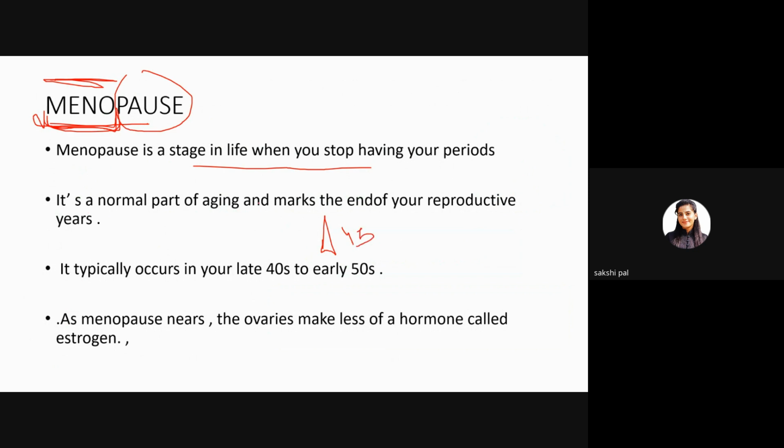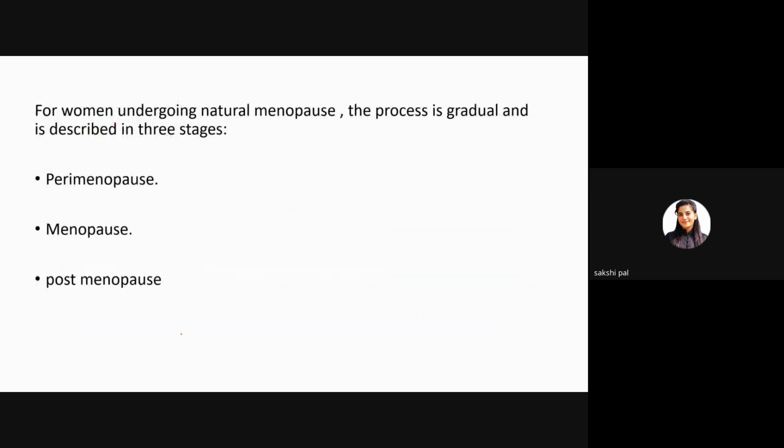It is a normal part of aging and marks the end of your reproductive years. As menopause nears, the ovaries make less of the hormone called estrogen, and after menopause no egg release will be there.